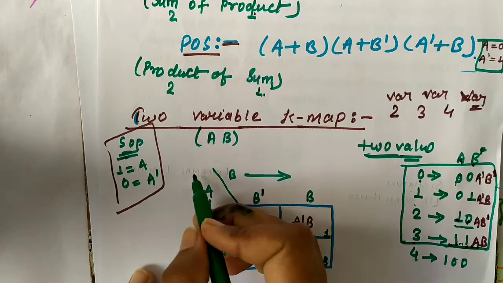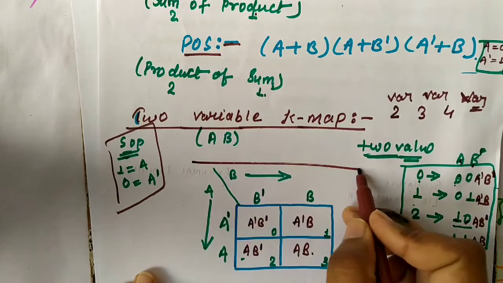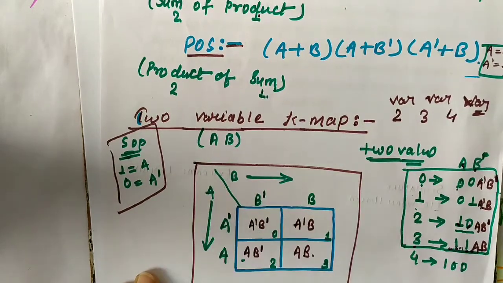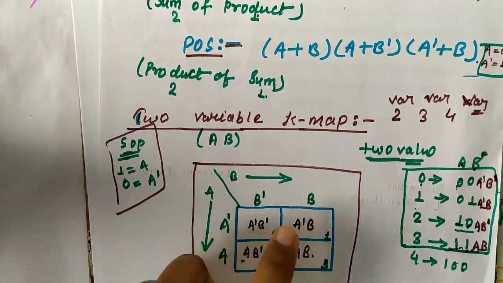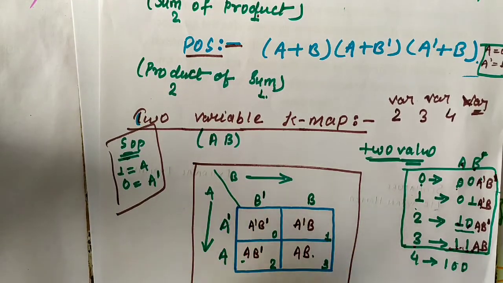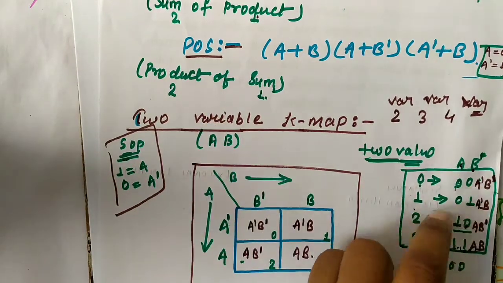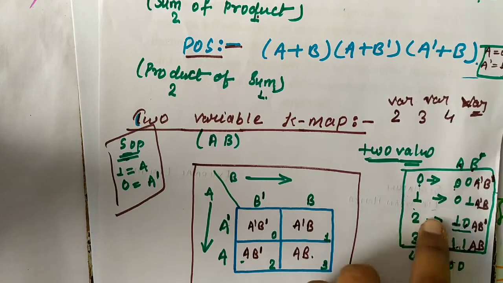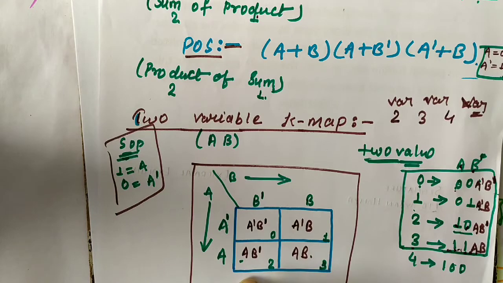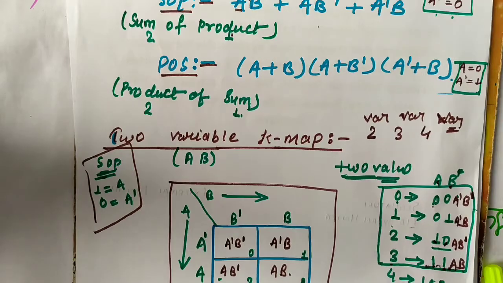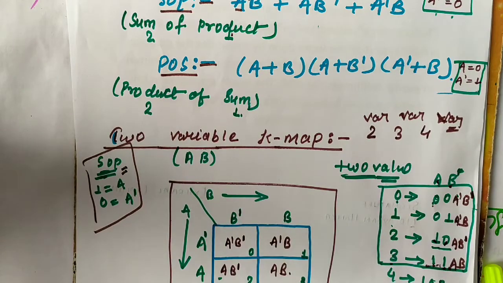So this is the basic form of the 2 variable K-map. It is clear how we can write 0, 1, 2, 3. Why 4 boxes? Because it is a 2 variable map, and 2 variables have 4 input combinations, so that's why we make 4 boxes. This is in the form of SOP.